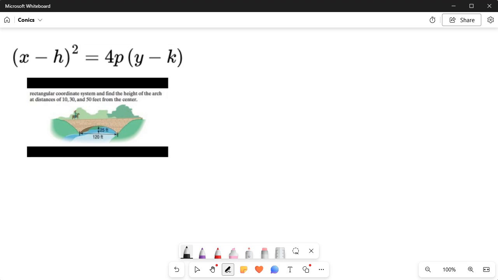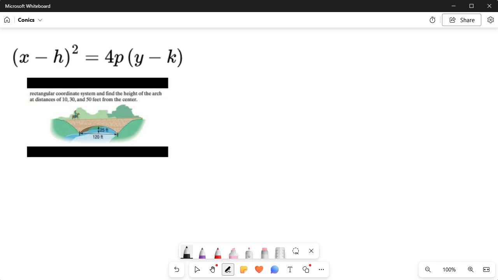25 feet. So what I have here is an equation already presented in the format of a vertical parabola that is going to open either upward or downward in any case. Now, we know that the maximum height of this equation is given to be 25 feet.